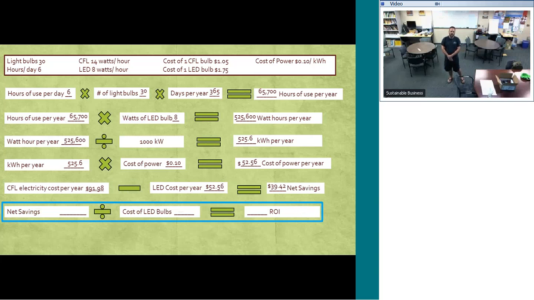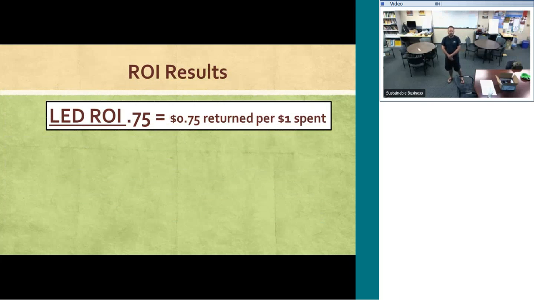So here's the ROI formula. We're going to take our savings divided by the cost of the bulbs. This is going to give us the ROI. $39.42 divided by the cost at $52.50 gives us an ROI of 0.75. What does that actually mean? What that means is 0.75 means you will get back 75 cents for every dollar you spend.